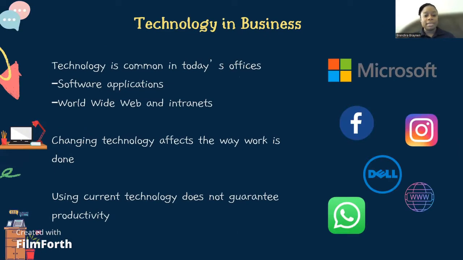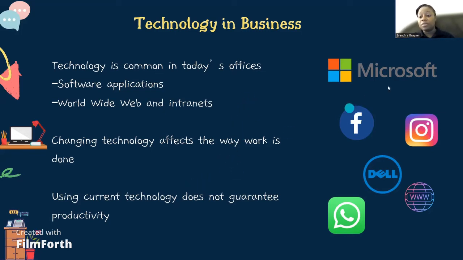When we look at companies itself, there's a lot of technology that's involved in business. And so technology is common in most of today's offices, things like software applications, the internet, so the World Wide Web, www, get it? Yes. The World Wide Web, the internet, the intranet, like we talked about earlier, the internet that's specifically for the employees of the company. Nobody outside can access it. And so these are key things that are happening in our offices today.